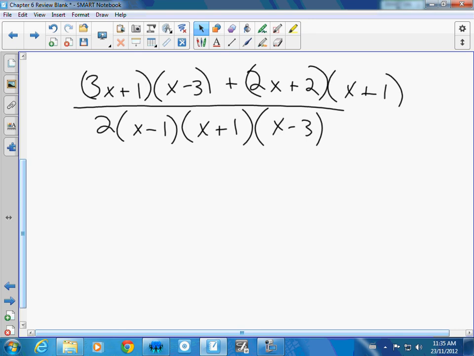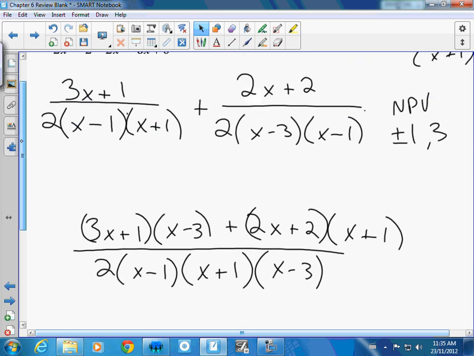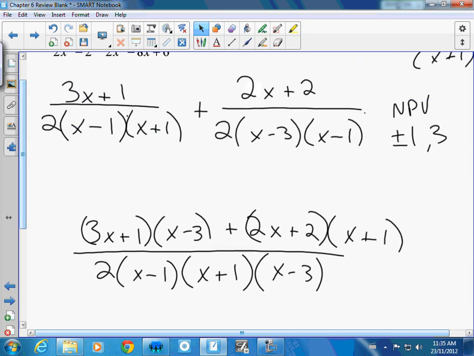You don't understand how I got that top line? Okay. I'm trying to get my common denominator to be this, right? The 2, x minus 1, x plus 1, x minus 3. Now look, here's the first rational right here. You see it? I have a 2, an x minus 1, and an x plus 1. What am I missing? I'm missing x minus 3. So I have to times the top and the bottom by x minus 3. So I times the denominator by that, and I have to do it to the top piece. So 3x plus 1 times x minus 3. Right?